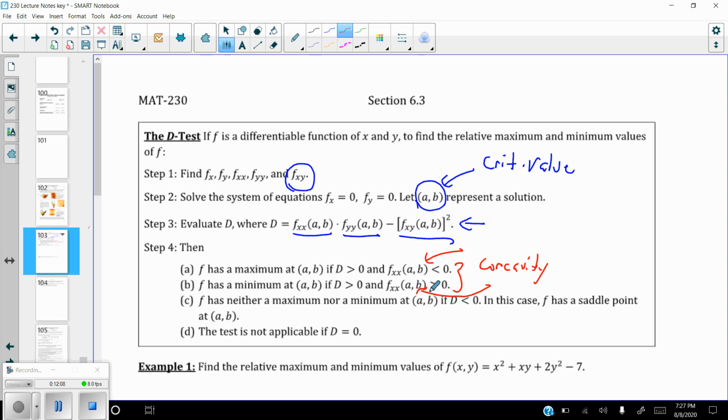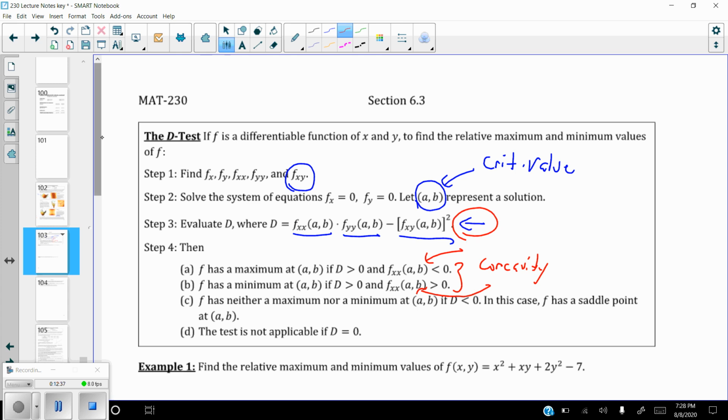If neither a maximum nor a minimum is at A or B, then D is going to be less than 0. In that case, what you're going to have is a saddle point. The nice thing is if you get D less than 0, you're done. You don't have to do any other checks. If D is less than 0, it's a saddle point. If D equals 0, the test is not applicable. We probably should not see that case in anything that we are doing.